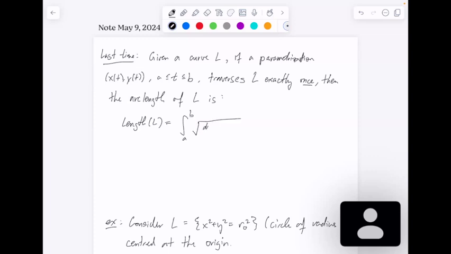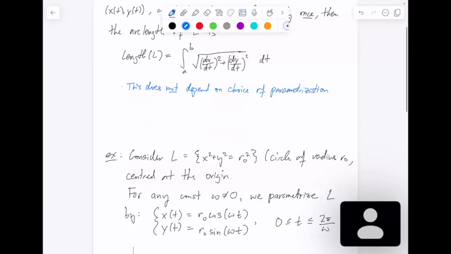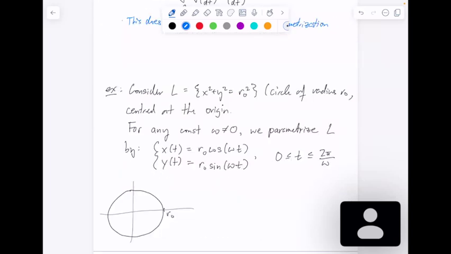The speed we saw last time was the square root of dx dt squared plus dy dt squared. And this does not depend on your choice of parameterization, so long as your parameterization does traverse L just once. We were in the middle of an example last time. We started off with this parameterization.